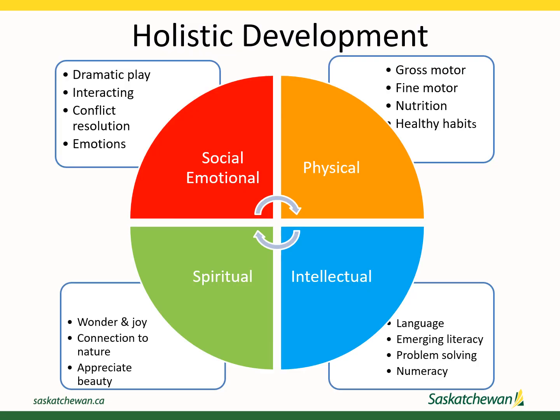One of the principles of early learning is holistic development. You can see the 4 domains of development in the circle here. The circle image is used to show that all 4 domains are necessary for overall well-being. If one is missing, there would be a large gap. While children play, they grow and develop in all domains of holistic development.